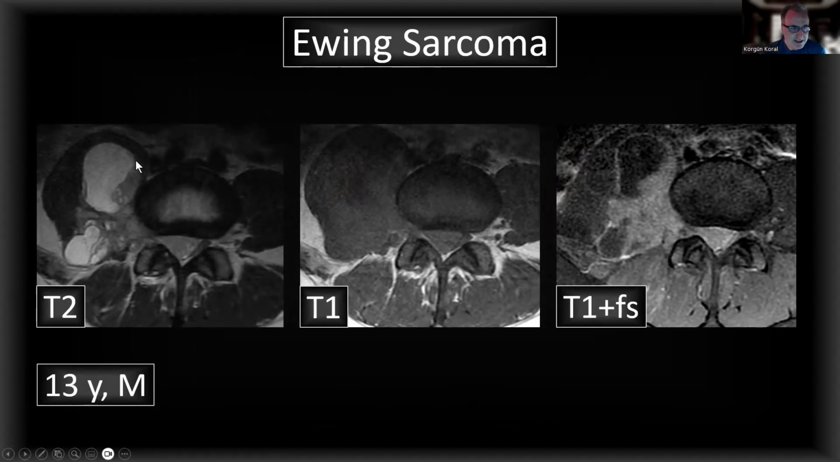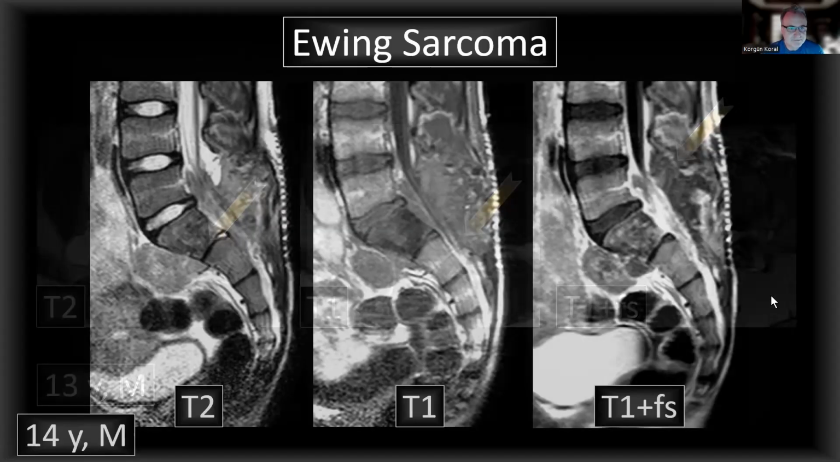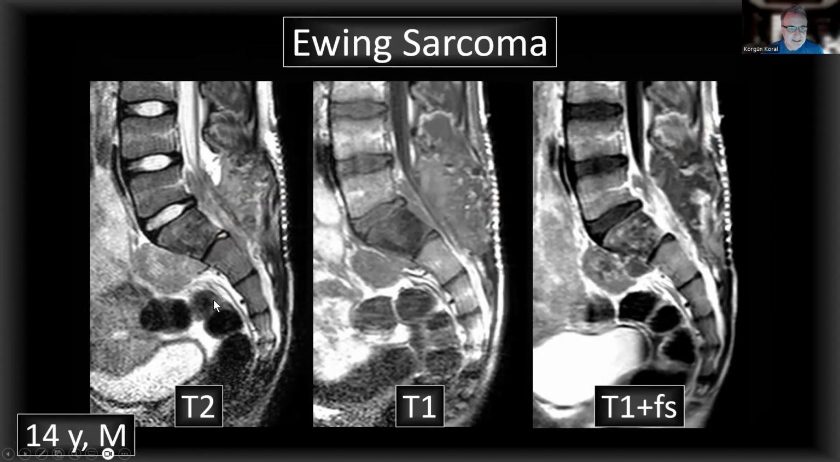On the axial images, the large extraspinal component is seen involving the right psoas muscle, and enhancement will differ depending on the consistency. Here, the intraspinal component is displacing the thecal sac to the left side of the spinal canal, and the enhancement of the extraosseous component is shown by the arrow. Another Ewing sarcoma case involving the S1 segment, the presacral component, the intraspinal component, and heterogeneous enhancement of the S1 segment.